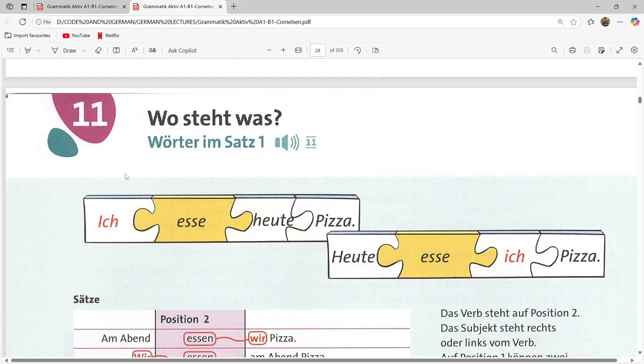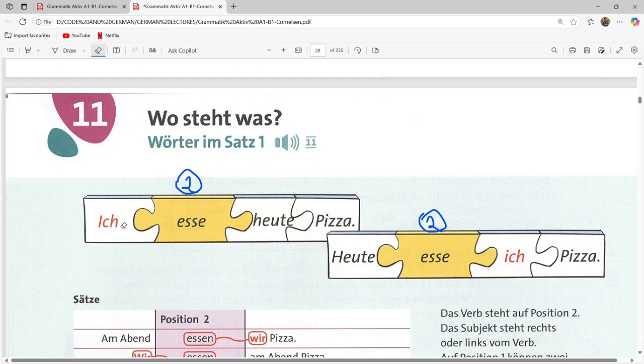We know that the basic German sentence formation is like this: the verb always stays at position 2, no matter what. The subject can be in position 1 and the rest of the things. But no matter what happens, the verb will always be in position 2. For example, this sentence: Ich esse heute Pizza. I eat pizza today.